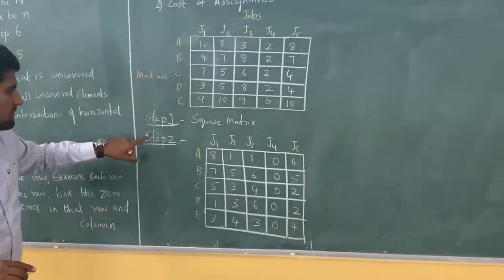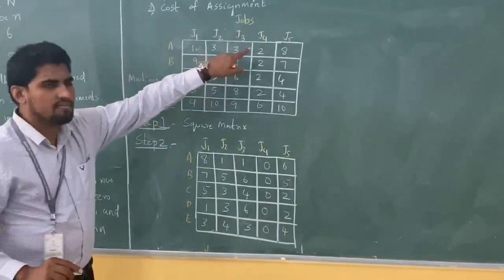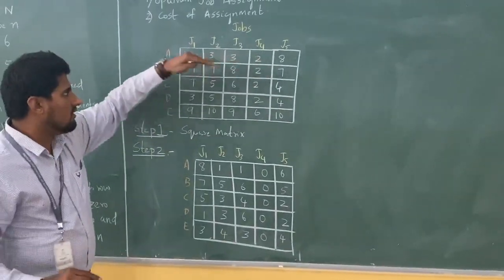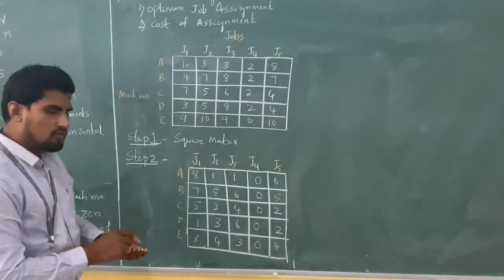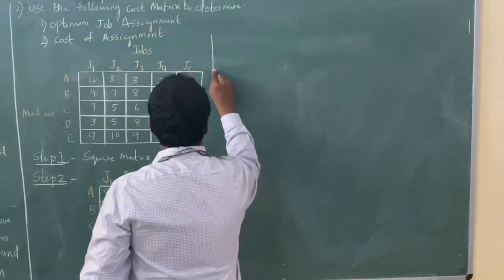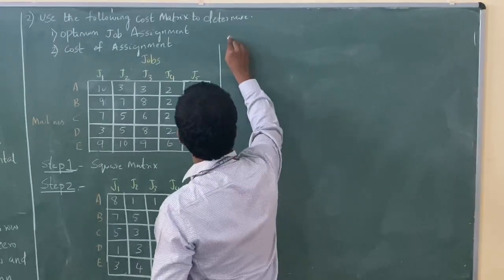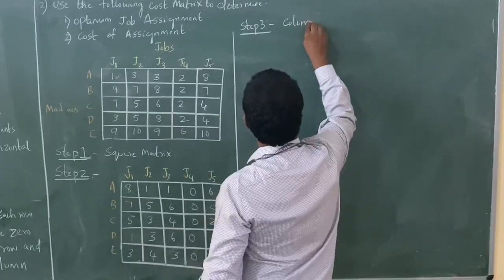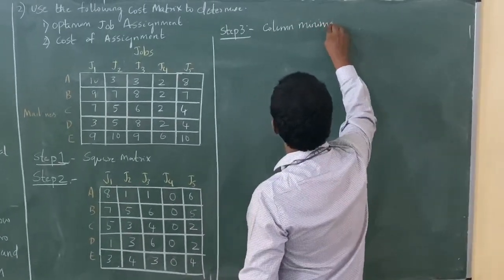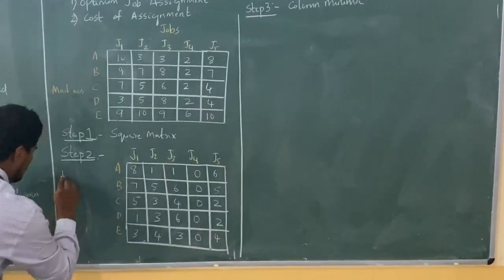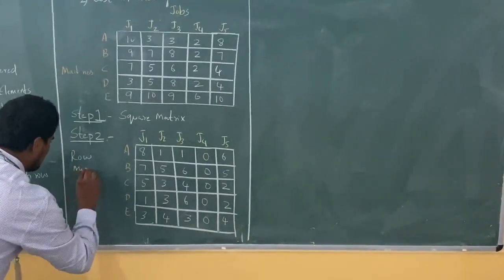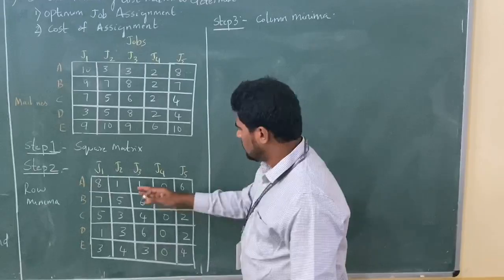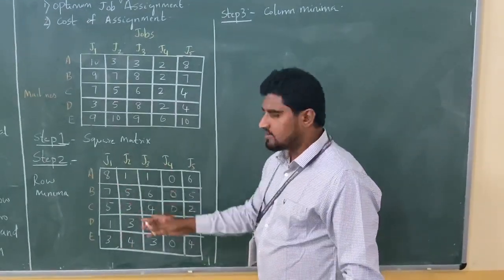So we have done step number 2. Step number 2 says that in a particular row, you select the least element, then subtract it from the entire row. We shall move on to the next step, step number 3, which is column minimum. Step number 2 was row minimum. In this step, you have to repeat the same in the case of columns.